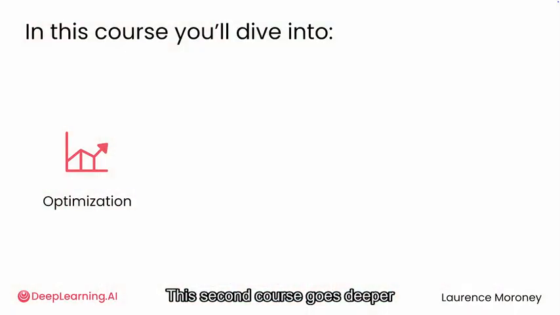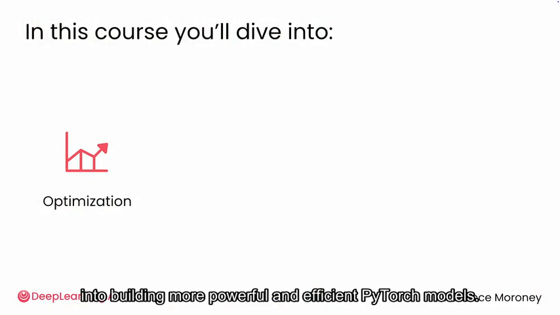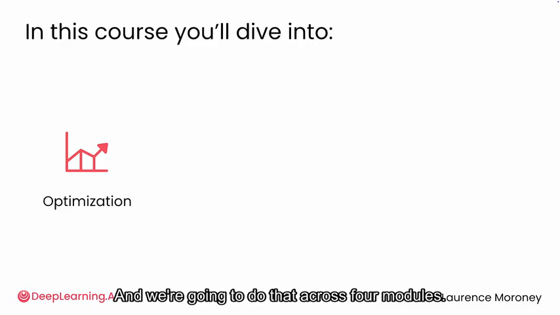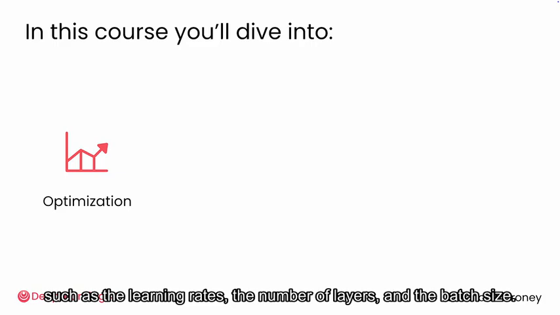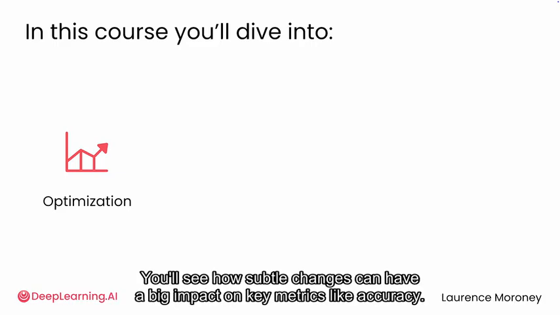This second course goes deeper into building more powerful and efficient PyTorch models. And we're going to do that across 4 modules. In Module 1, you'll learn to optimize your models by testing and tuning various hyperparameters, such as the learning rate, the number of layers, and the batch size. You'll see how subtle changes can have a big impact on key metrics like accuracy.